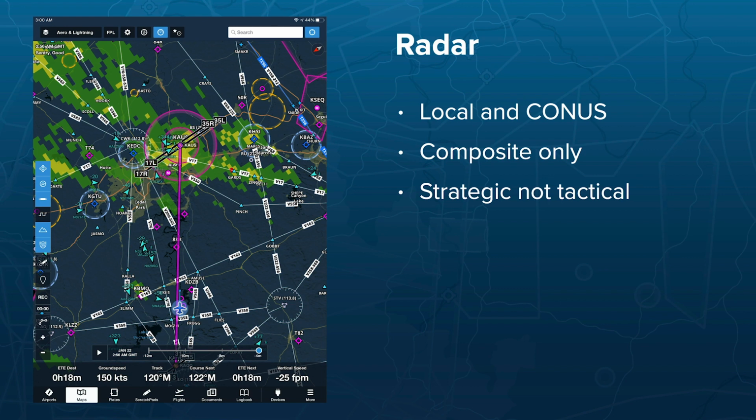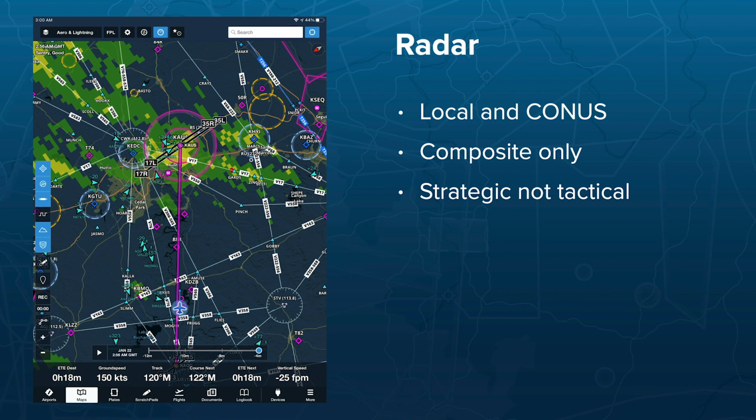There's local, so anything nearby your aircraft will be sent to you at a higher resolution, meaning those pixels that you're seeing of the radar, they're much more dense. And then there's CONUS NEXRAD radar, which shows you all of the continental United States and what the radar picture looks like, but that is shown on a much less granular level, so you can get just the weather picture around the country hundreds of miles in front of you.